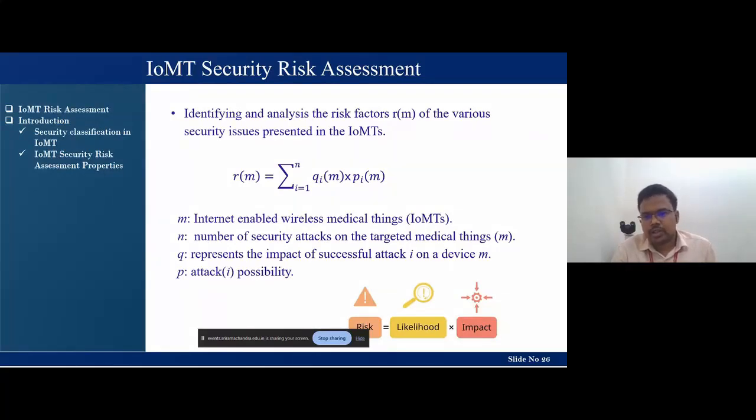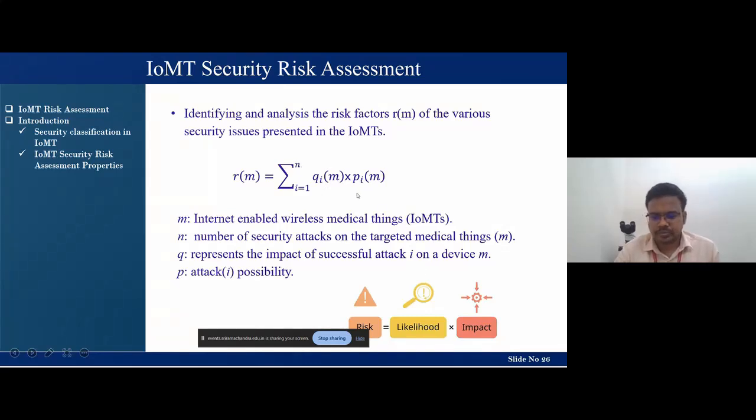So what is the probability of that particular attack happening on that particular device? Here M is the device. Once this particular attack has happened, what is the impact? Either it will lead to loss of life, brand value loss, or financial loss, that we need to identify. These are the three major things we need to identify in order to find the risk impact.